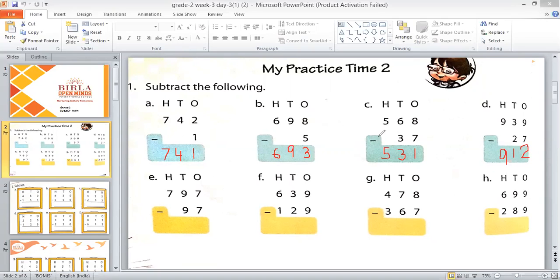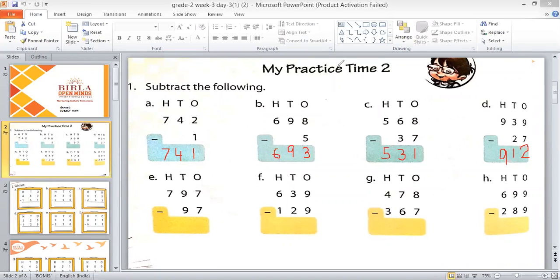Ashwita, yes, ma'am. Yeah, you were raising your hand, Ashwita. Tell me. Yeah, Ashwita, you were raising your hand. 7 minus 7 is 0. No, you were raising your hand. Do you have any doubt? No, ma'am. Okay.